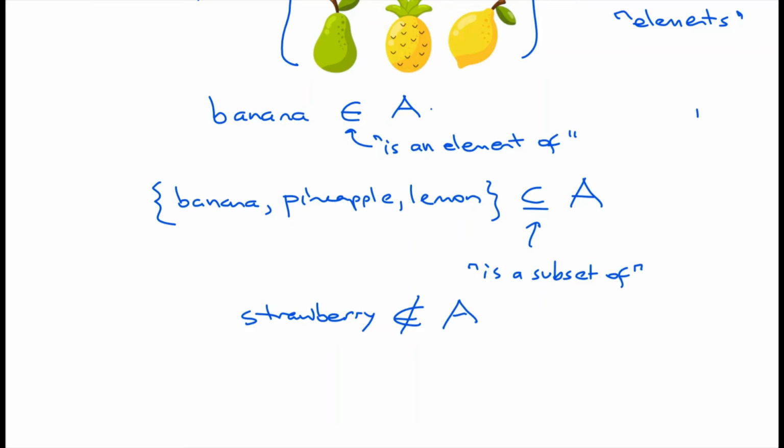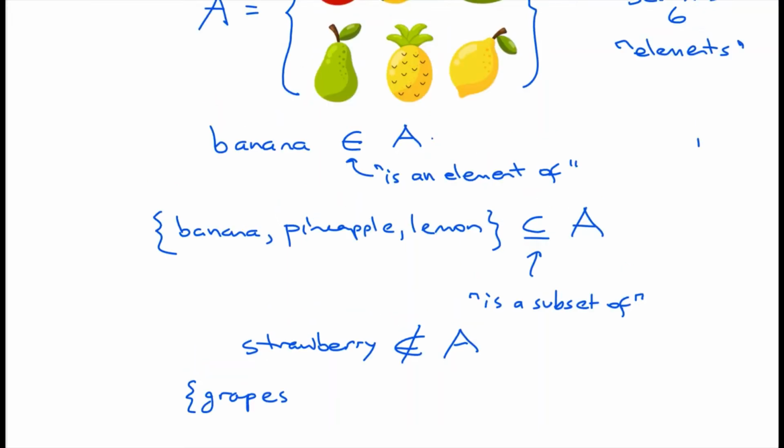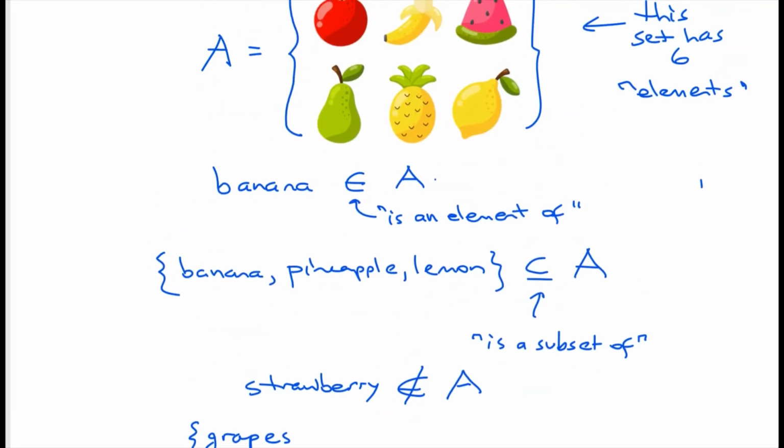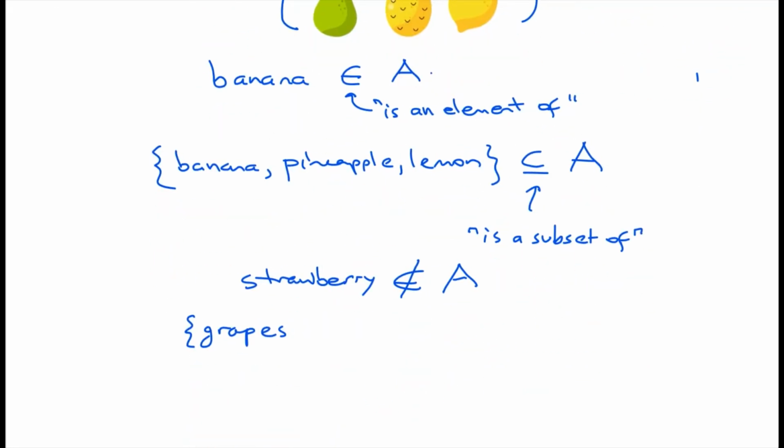And if I go this set, grapes, were there grapes here? No, there were no grapes. What else wasn't here? Grapes and strawberry. So this smaller set, grapes and strawberries, is not a subset of set A. It's not contained.